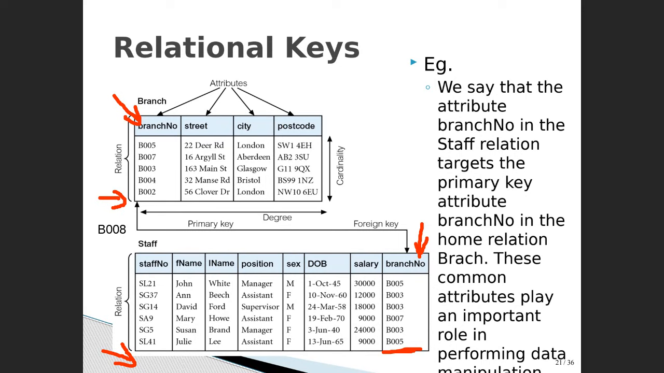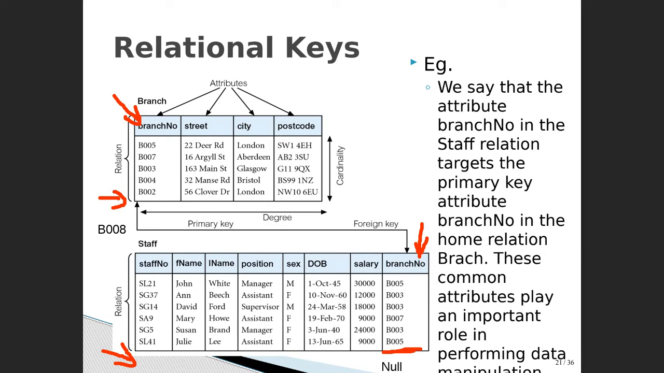All values here must match the home relation values. But if there is something missing in the home relation, the branch number, like B008, for example, not added yet, then it will be what? Null, till it's entered there. Null means what? Unknown yet, or not completed, the absence of value. There is no value yet. Okay, you got the point? Easy?